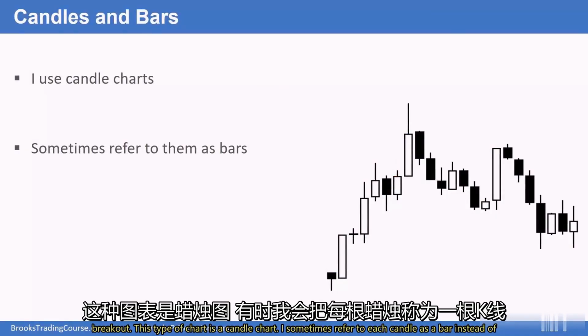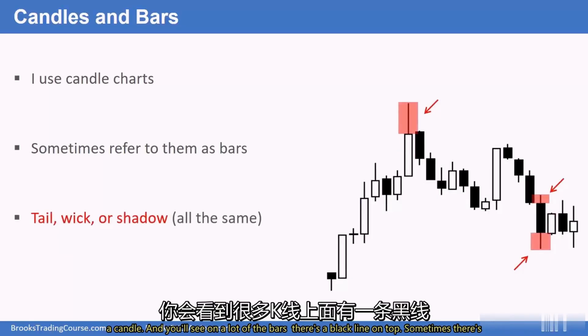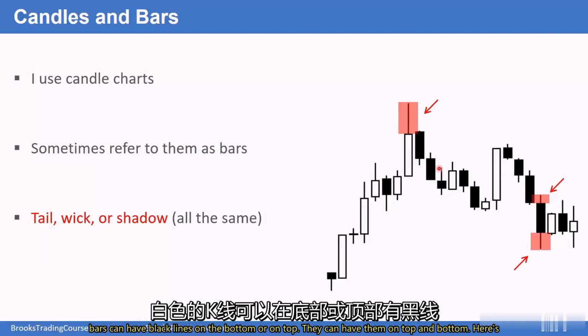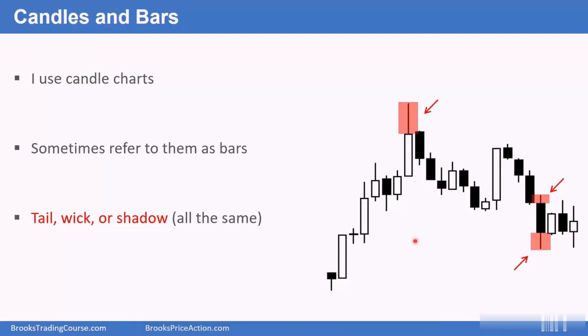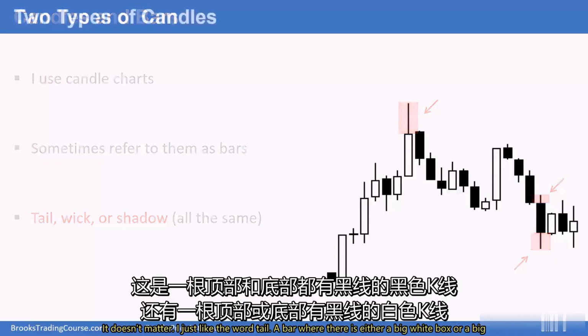This type of chart is a candle chart. I sometimes refer to each candle as a bar instead of a candle. And you'll see on a lot of the bars, there's a black line on top. Sometimes there's a black line on the bottom. And white bars can have black lines on the bottom or on top. Black bars can have black lines on the bottom or on top. They can have them on top and bottom. Here's a black bar with a line on top and bottom, a white bar with a line on top or bottom. And I usually refer to those black lines as tails. Other people refer to them as wicks or shadows. It doesn't matter. I just like the word tail.